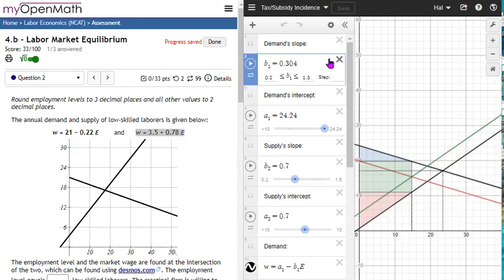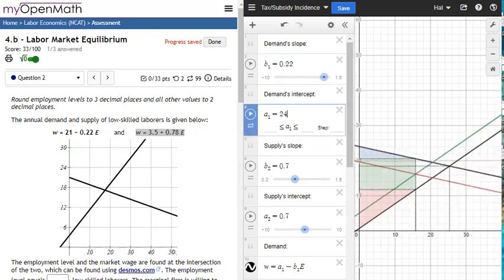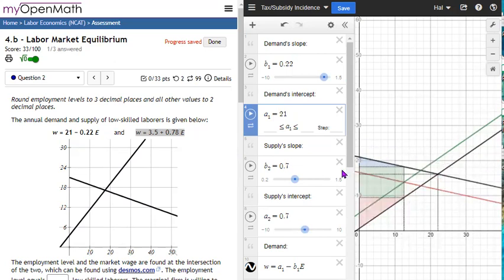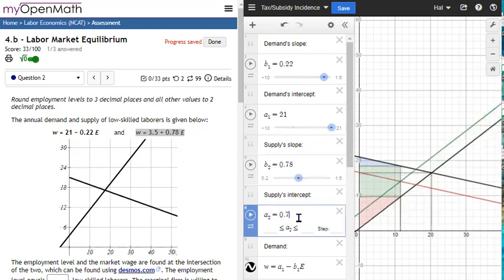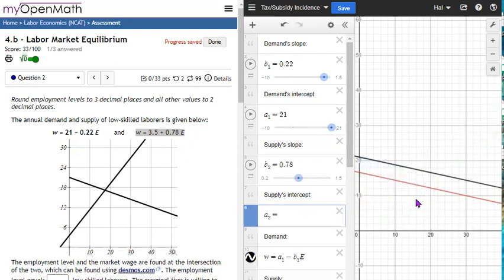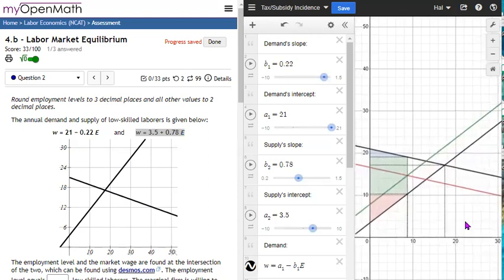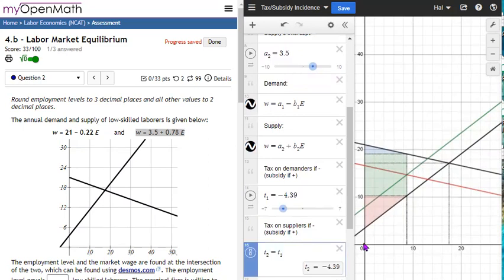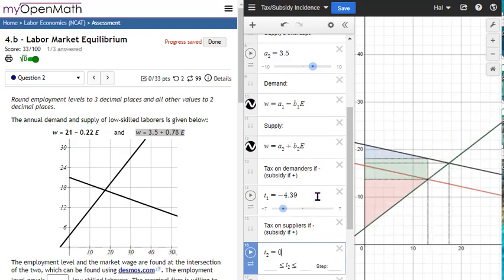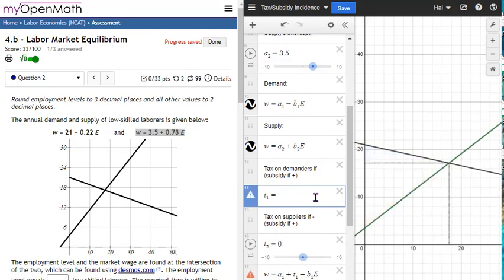The demand slope in my model is 0.22. The demand intercept in my model is 21. The slope of the supply curve is 0.78. And the supply intercept is 3.5. I'm going to blow this up just a little bit. Zoom it in. I'm also going to get rid of the tax. I'm going to set the tax on suppliers, or the subsidy on suppliers, equal to 0. And I'm going to set the tax and subsidy on demanders equal to 0.